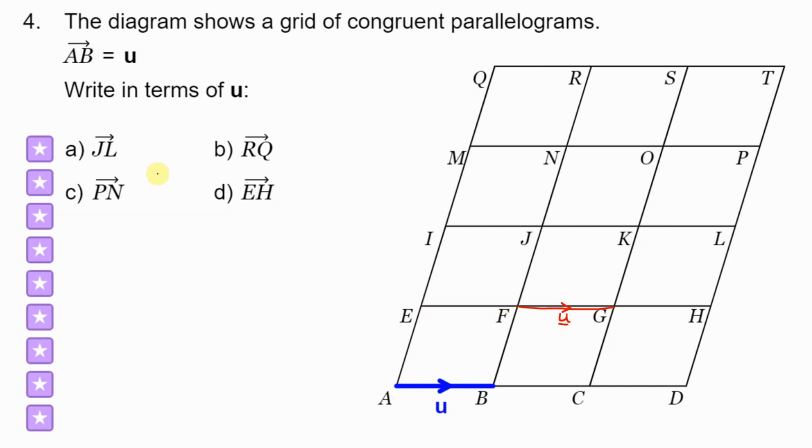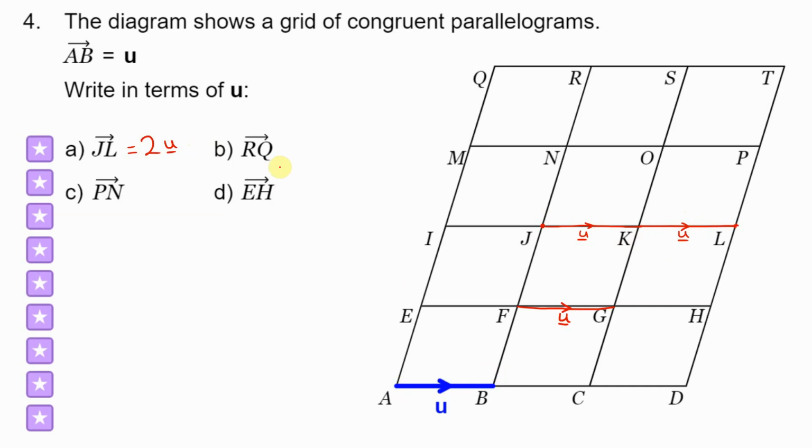So if we wanted to find the vector JL, well, here's J, that's my starting point, and this is my ending point. So if I go one block to the right, that's U, but I need to go another block to the right, so that is also U. So this full vector here would be 2U. I'm doing two lots of the movement that U is.